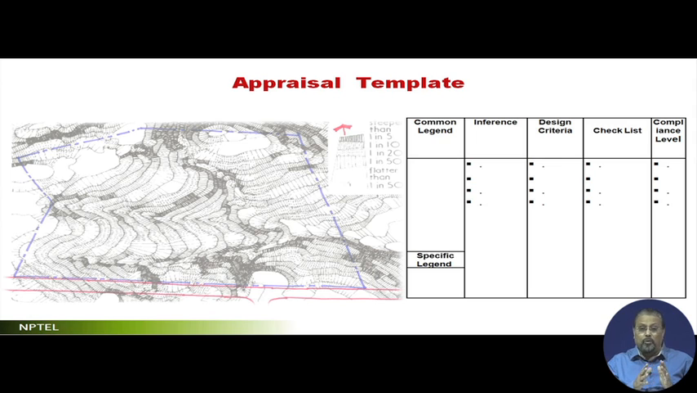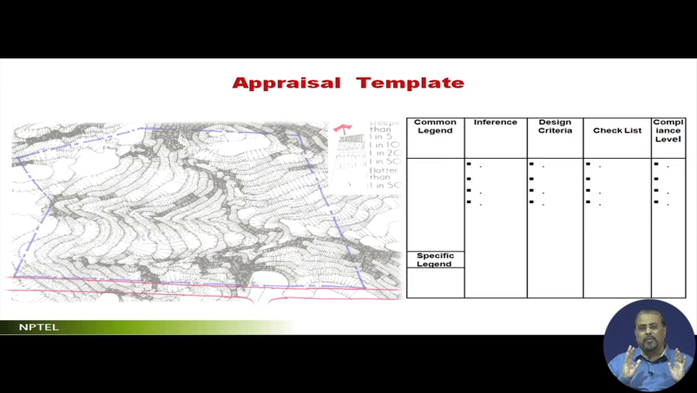Then after that you go through the design process. Once you have finished your designing, you go for a compliance check. You see how much you have complied with this checklist. So compliance level is basically a representation of how much of what is guided by the checklist you could correspond to, attain or achieve.